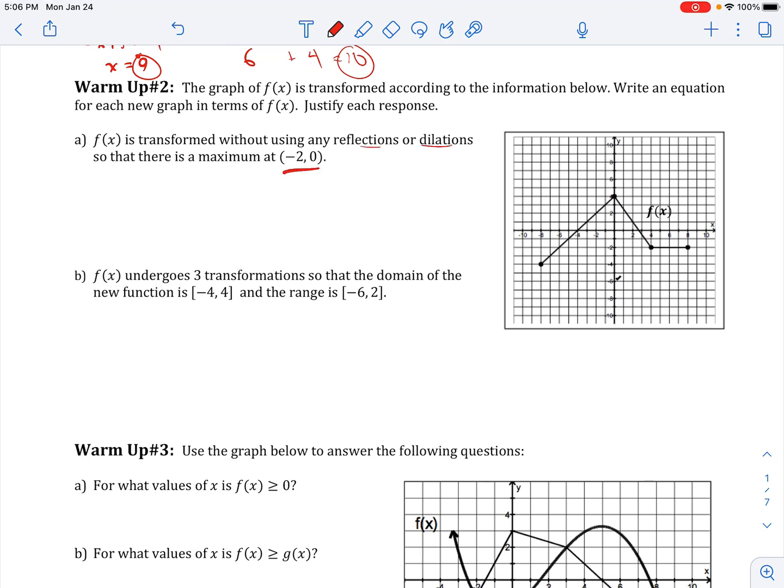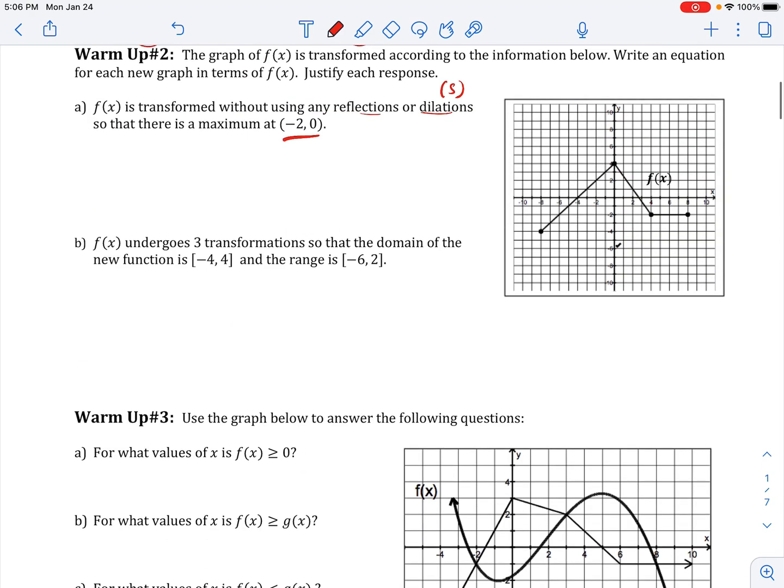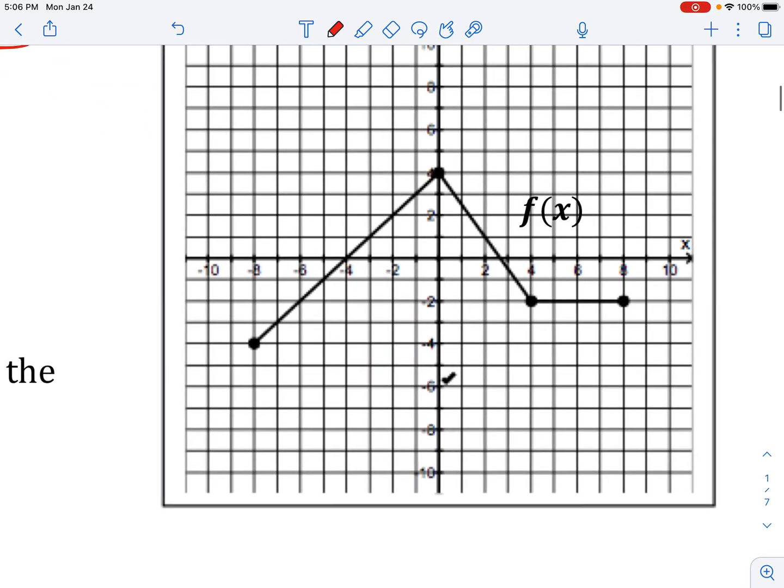The only thing we have left, and that includes the stretches that I was talking about up here, is what's left with no reflections and dilations. And I don't know if I've said this enough, we never do rotations in algebra, because if you rotate things, they usually turn out to not be functions. The only thing we have left to think about really are translations. The maximum is going to become (-2, 0). So right now it's here.